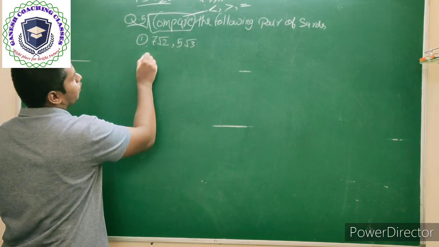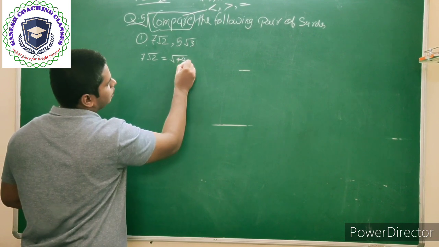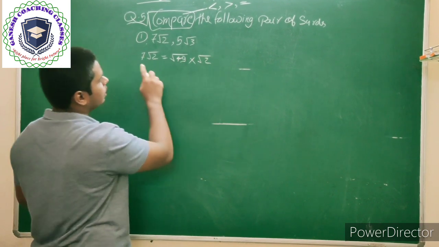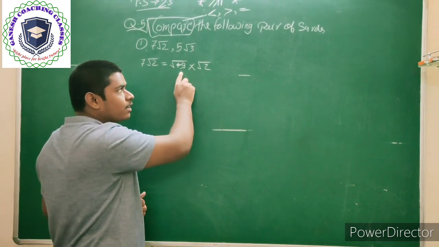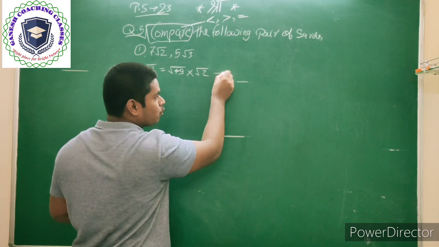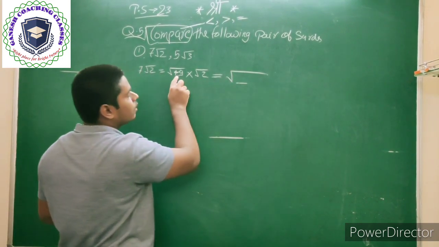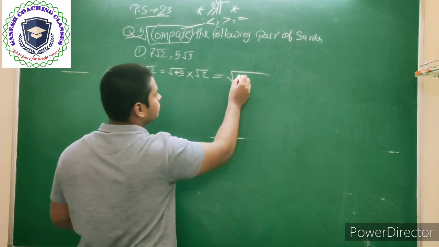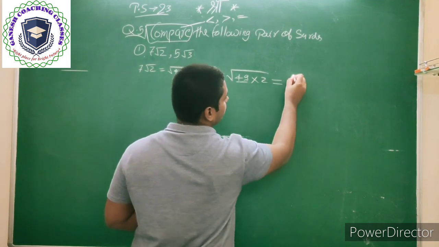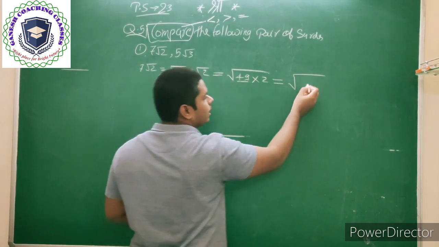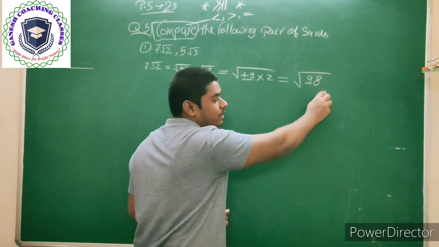So first, 7 root 2 we can write as root 49 into root 2, because 7 can be denoted by root 49. Now these numbers are in multiplication and are both in root, so we can combine their root. We take 49 and 2 together: 49 into 2. How much is it? 98. So the value of 7 root 2 is root 98.